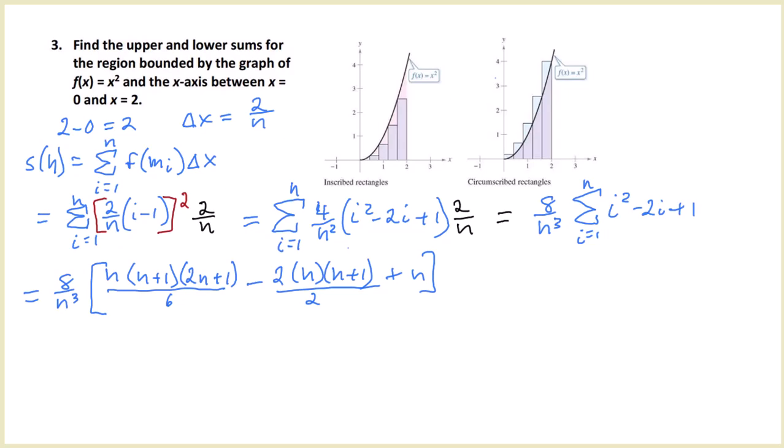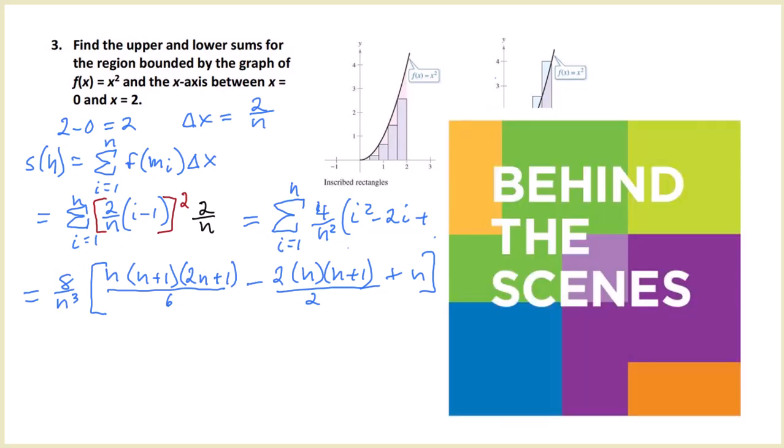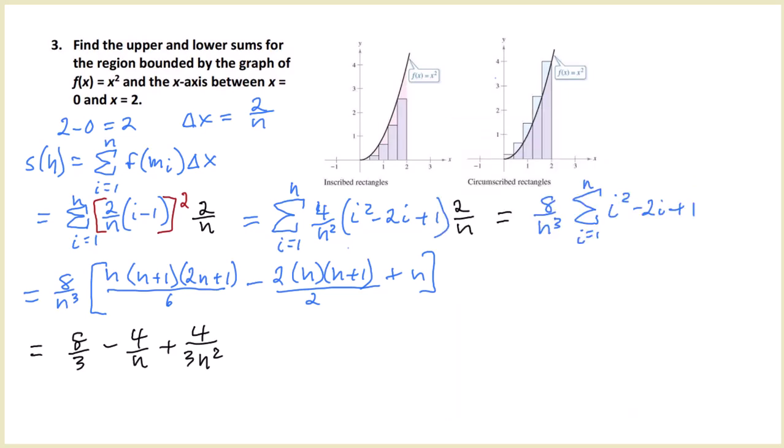Now what happens at this point? You do a whole lot of multiplying of polynomials, and I did that for you. If I multiplied 8 over n cubed times all of that stuff and reduced it, here's what I'm going to get: 8/3 minus 4 over n plus 4 over 3n squared. That's for the inscribed part.